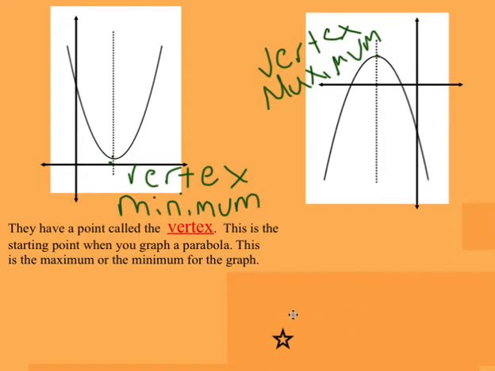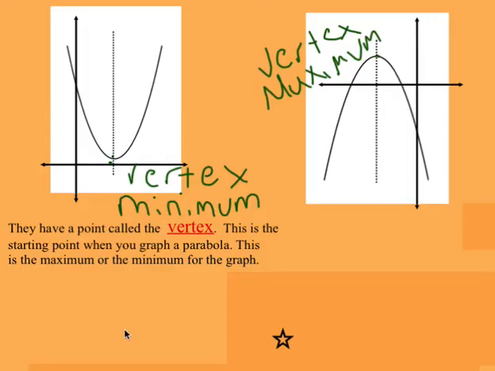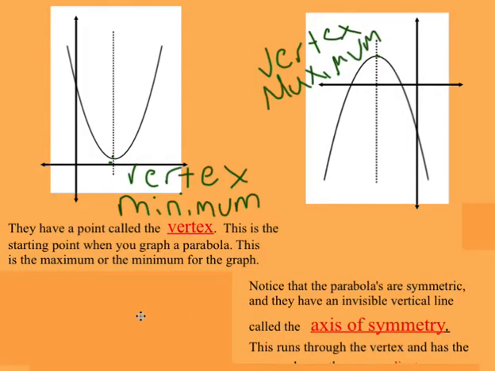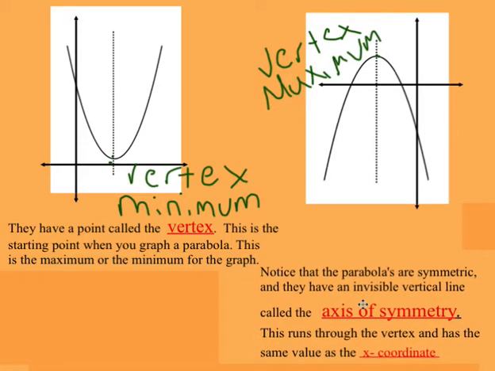So let's take a look at what else we need to know. All right, so notice that they have symmetrical lines going down them. They cut the parabola in half. That symmetrical line is called the axis of symmetry. It runs through the vertex, and it's going to have the same value as the x-coordinate. So again, make sure you're filling in all of that information.